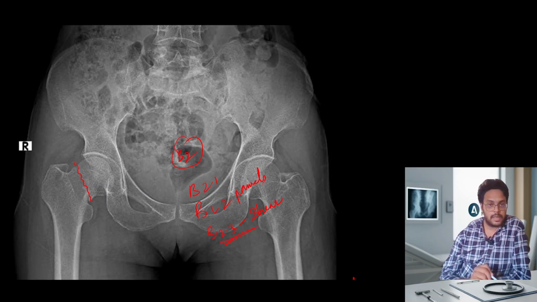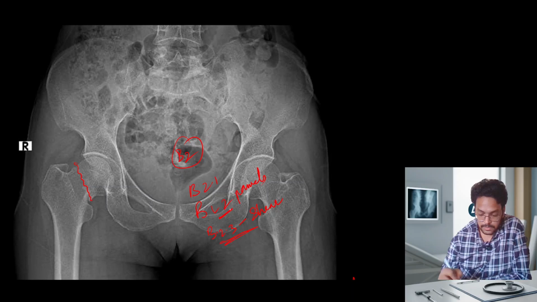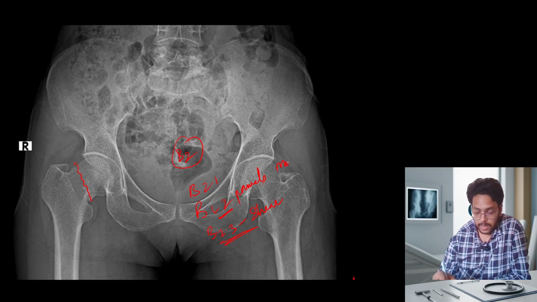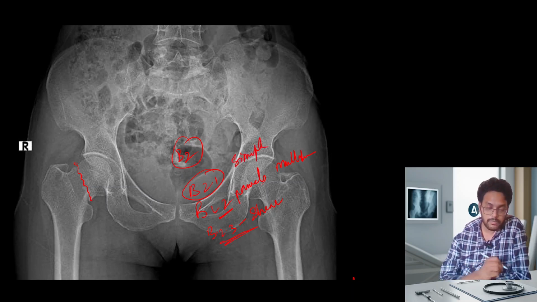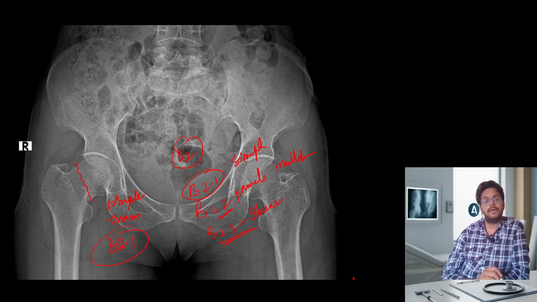Okay. Here B2.2 is a multifragmentary fracture. B2.1 is a simple fracture. Is it multifragmentary? No, it's a simple transcervical fracture. So it is B2.1. Okay, it's a B2.1 AO classification.